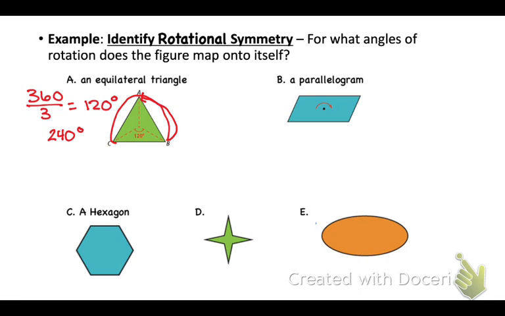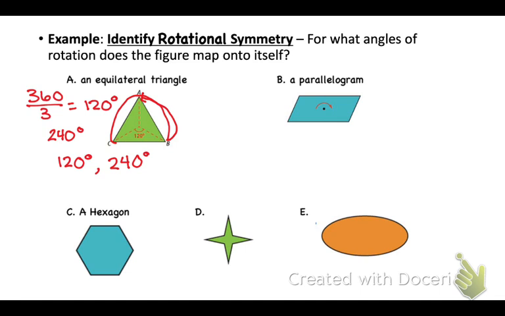Okay, so the rotational symmetry here is 120 and 240. What would be the next one? 360, because did it move? No. So it's 120 and 240.